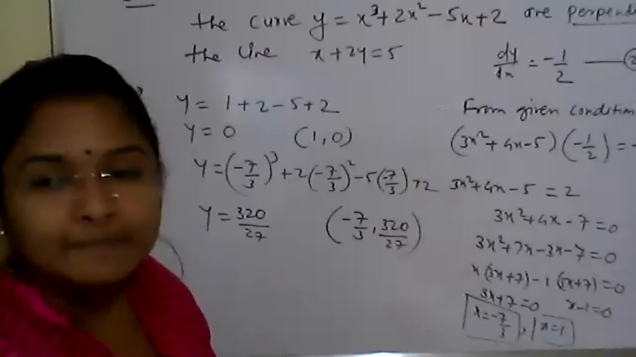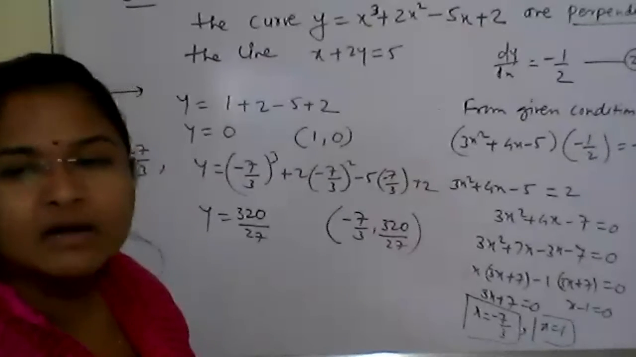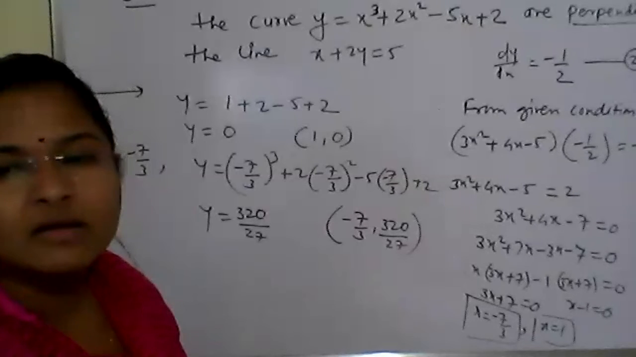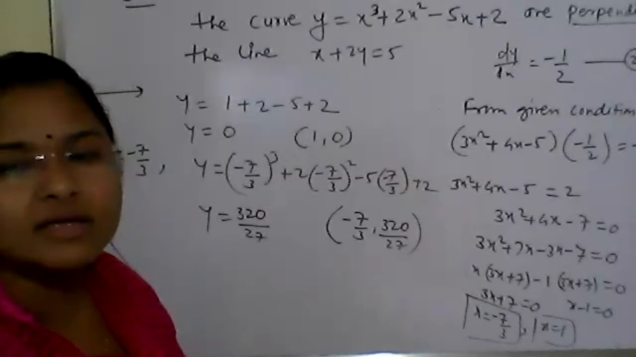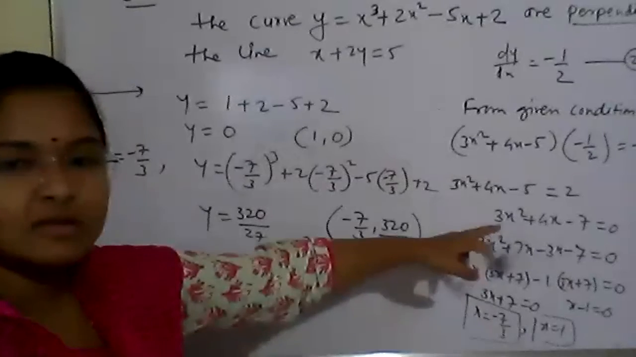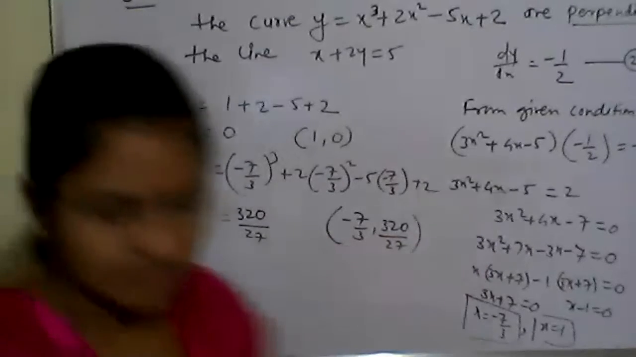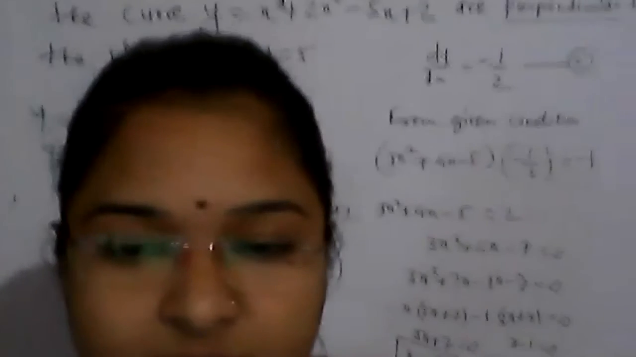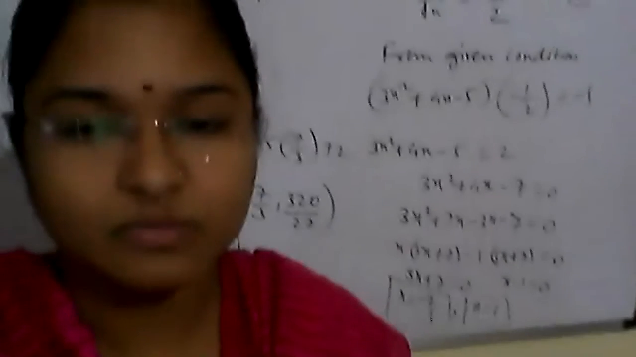Ma'am, how did you get minus 7? And they equal to 0, no? Then you have not seen this. No, it's not visible, the right side. Then you will tell them. Yes, ma'am. Yes, ma'am.